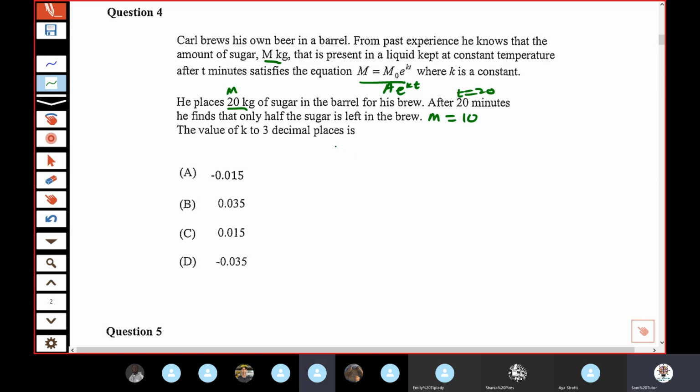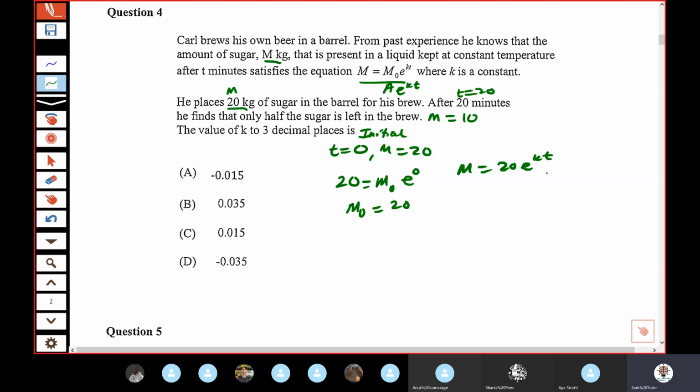Use T equal to 0. Yeah, T equals 0, M equals 20. So initially, you got to always find your initial values. So initially, you know that the mass is 20 kilograms. So when T is 0, M equals 20. So you're going to get pretty much M0 times E to the 0, which is just 1. So therefore, M0 is 20. So now your new equation is 20 e to the KT.